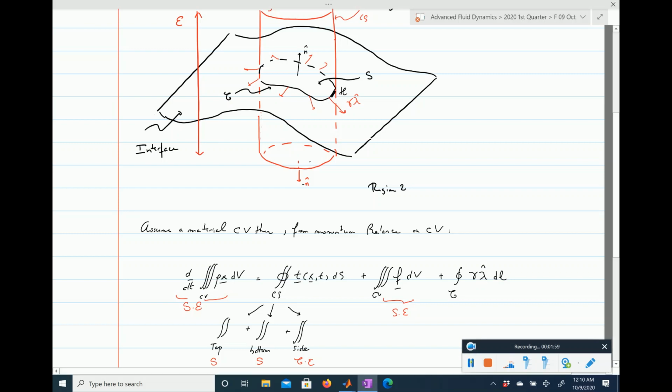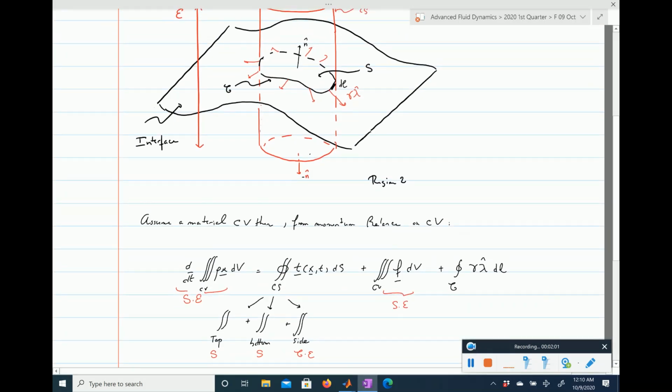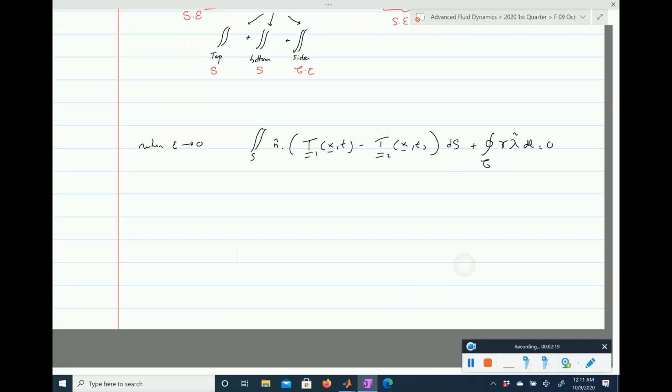Okay, so we can do the same analysis as before, right? We split the surfaces. This term goes away, this term goes away, this term goes away because it becomes small when epsilon goes to 0. And then we are left with the top and the bottom and this additional contour integral. And that yields our boundary condition, which at the integral level has now this extra term here.